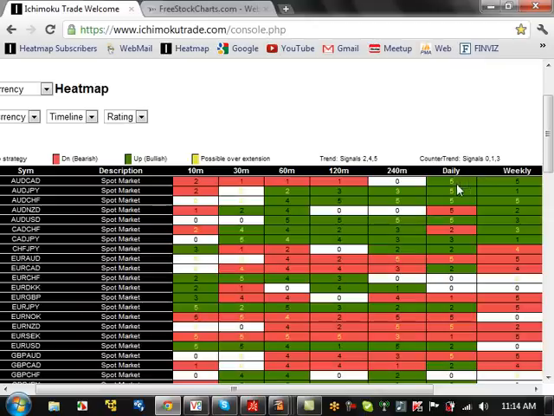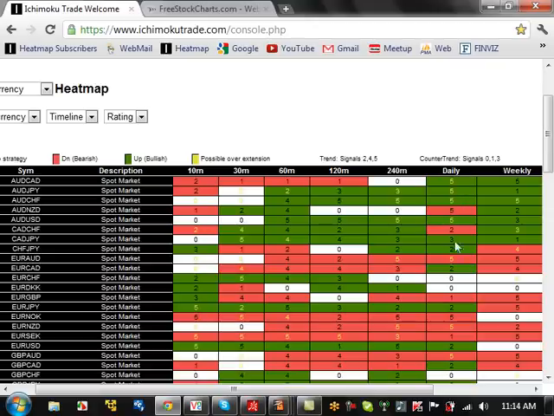And if they're yellow, that basically means it's overextended. You can see here Australian CAD, both of them are 5s, but you got a lot of overextension, so nothing there. This one here, Australian, New Zealand, there's conflict between the daily and weekly, so we're not even looking at that.